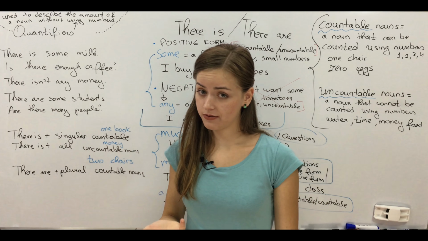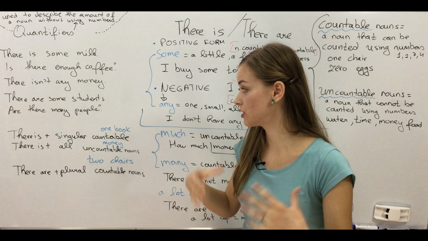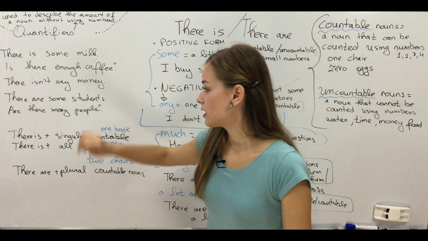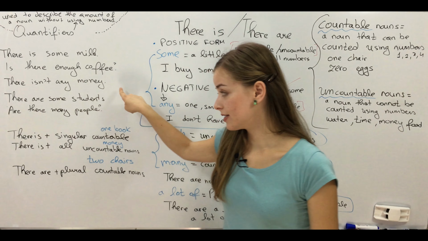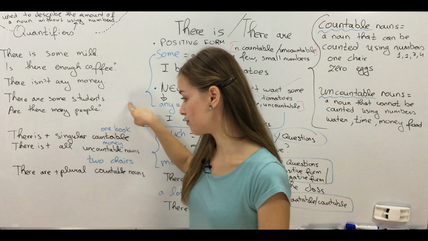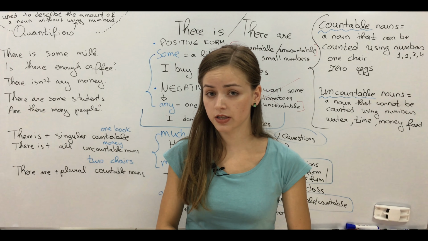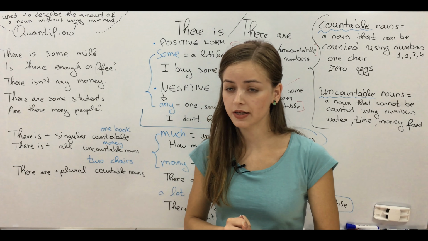Enough is another quantifier. We're going to explain it in another lesson since it is a really big topic. There isn't any money. There are some students. Are there many people? That's how you can use there is plus quantifiers. Now I think you have it also more clear.